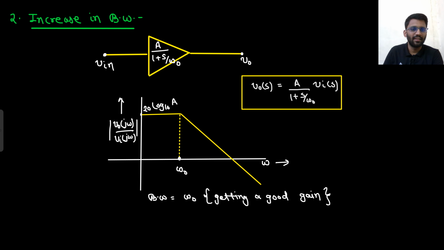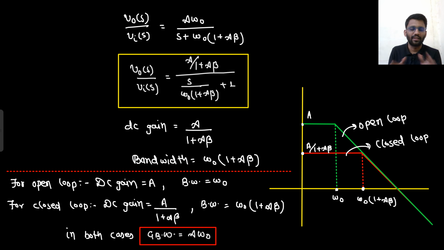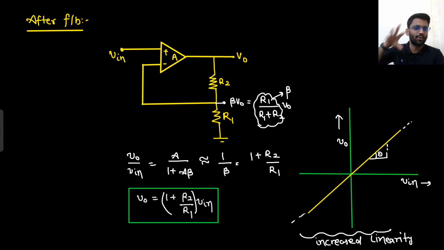Then we studied the increase in bandwidth. The bandwidth increases, but the gain bandwidth product remains constant in the negative feedback. And then we studied about the linearity. In linearity, if there is no feedback, the linearity is very less. For lower input only, your output is saturated. But when you connect it in the feedback, only for a larger range of input will your output saturate. So you have increased the linearity.